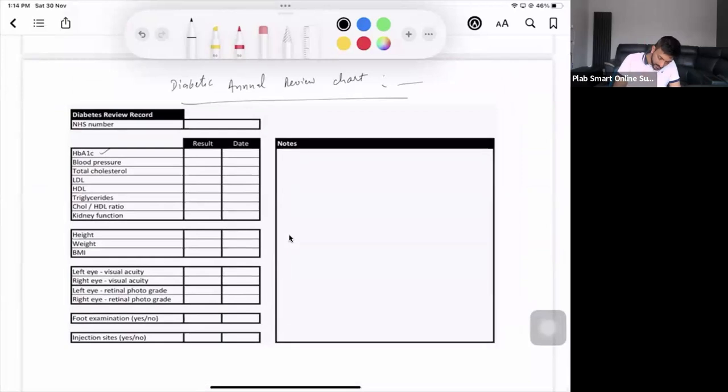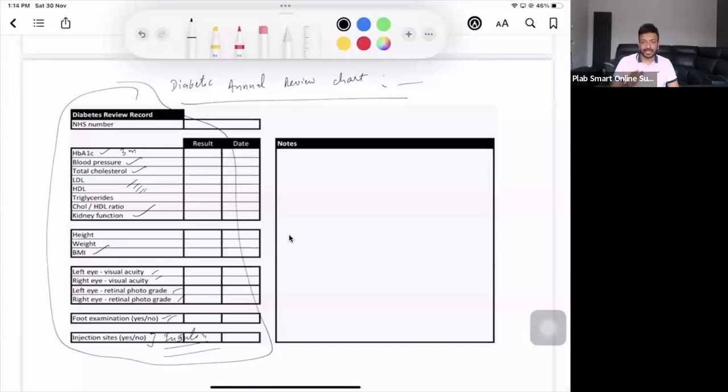We do check HbA1c, that's your 3 months blood sugar. We check blood pressure, we check cholesterol, we do kidney function, we check BMI, we check eye examination, we do foot examination, we check injection sites if your patient is on insulin. This is what we do in the diabetic annual review. As simple as that. Okay, so patient has come for diabetic annual review.